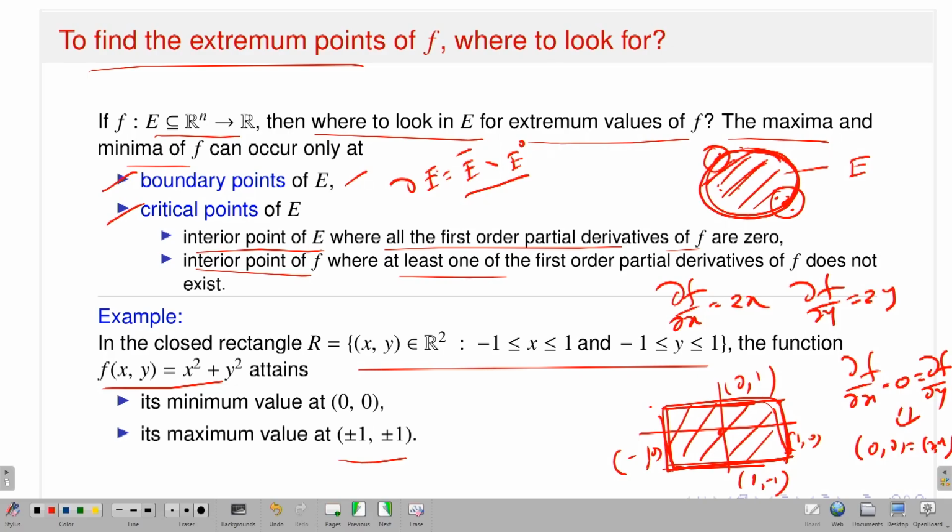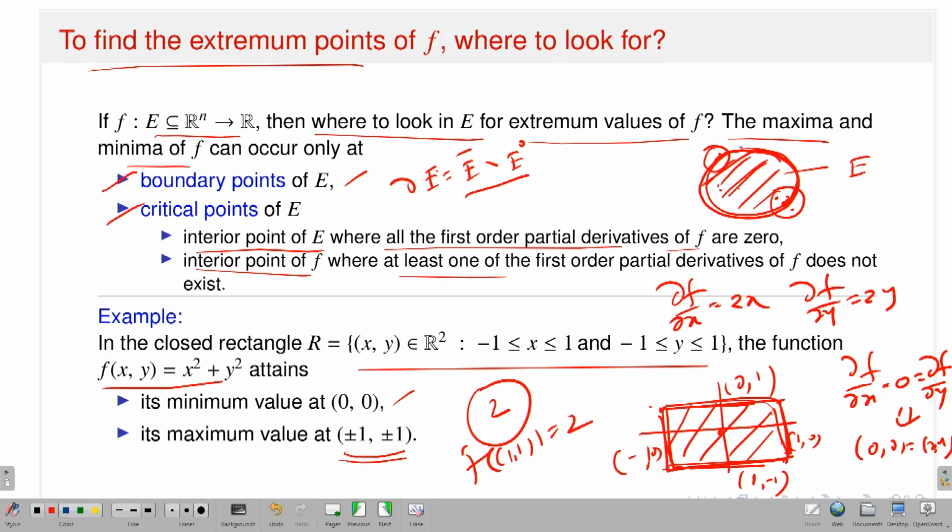So, therefore, 0 is the minimum value, and it is attained at the point (0, 0). And what about the maximum value? It should be attained at the points (plus or minus 1, plus or minus 1): either (1, 1), (-1, 1), (1, -1), or (-1, -1), and the maximum value is 2. Okay. So, the maximum value is 2, and these 4 points attain it. These 4 points, where the first and second components are plus or minus 1, are actually the corner points. Okay. So, that is how.